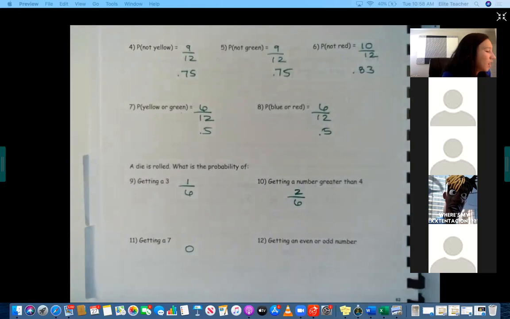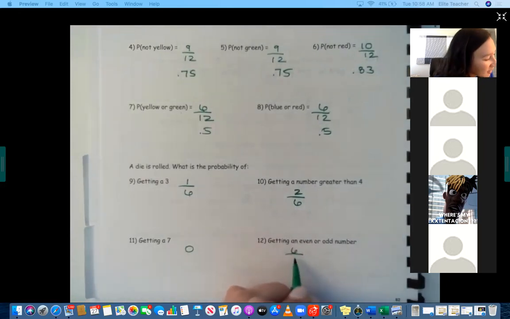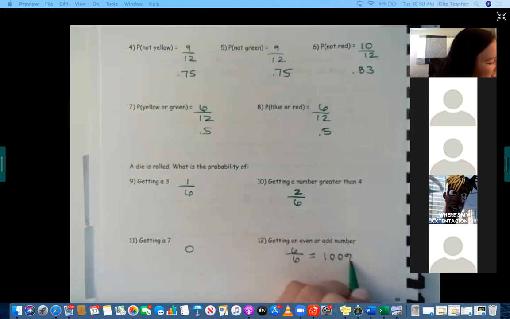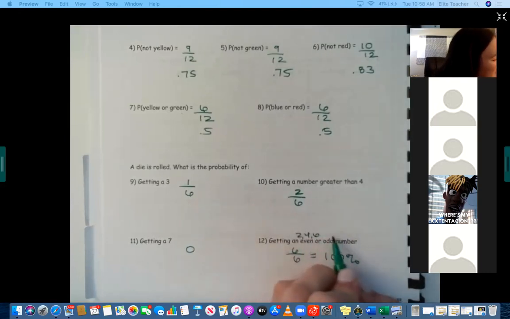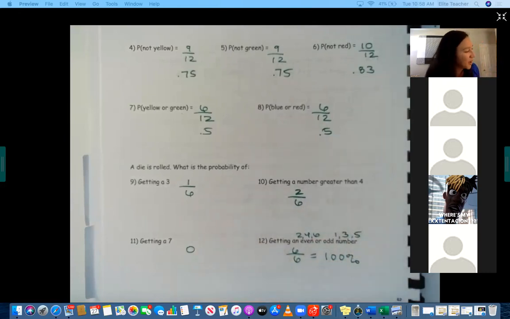And then getting an even or odd number. Well, even would be 1, 3, and 5, and then odd number would be 2, 4, 6. I think you got it mixed up. Because isn't it even 2, 4, 6, 8? Sorry. Did I say it backwards? Yes. Sorry. 2, 4, 6 for even, and then odd would be 1, 3, 5. So even, 2, 4, 6. Well, all of the numbers on the dice are even or odd. So 100%, you're going to end up with an even number or an odd number. 6 out of 6 times.